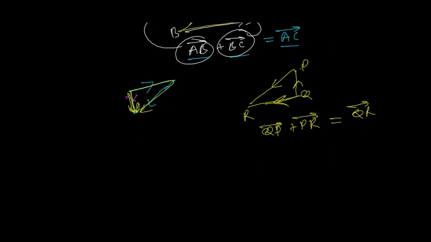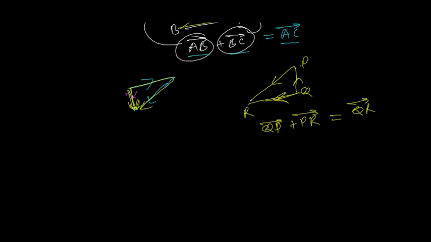Now if you want to go with the symbols directly, without making figures: this is QP and PR. Remove the middle part and you'll get QR. Simply, if I write vector MN plus vector NO, then the resultant will be, just remove the middle part, vector MO.